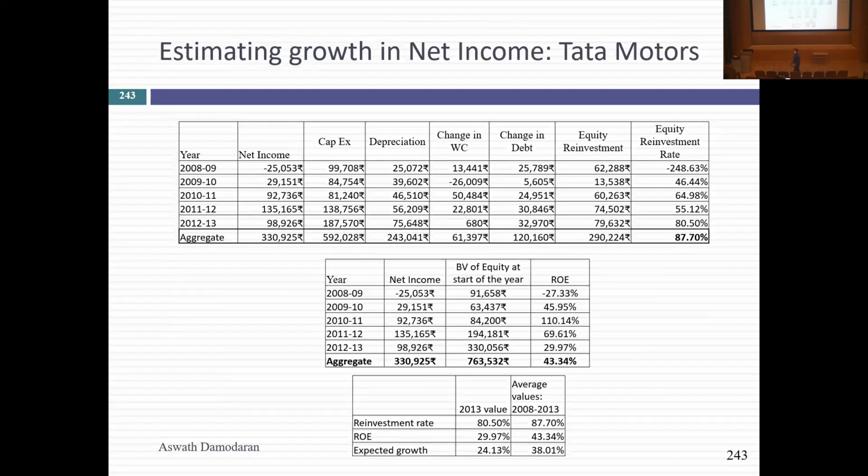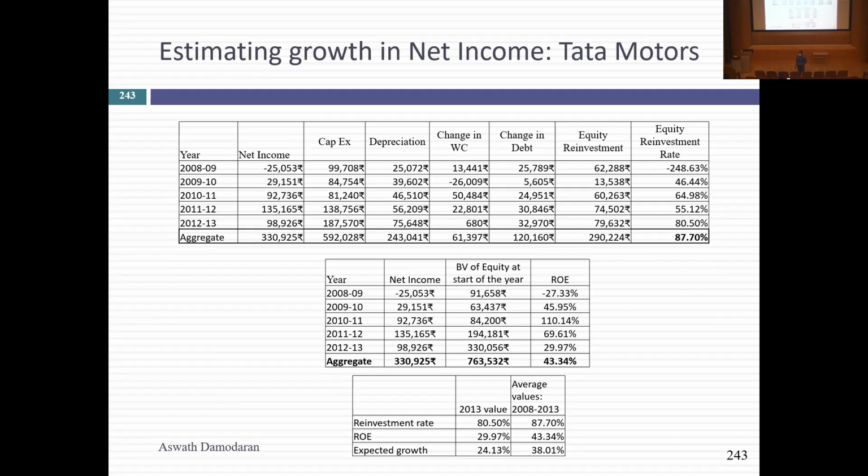Now for Tata Motors, because I'm looking at free cash flow to equity, the equity reinvestment rate replaces my retention ratio. So instead of looking at the retention ratio, which is a dividend discount model version of growth, I look at the equity reinvestment rate. So here's the good news. For Tata Motors, their equity reinvestment rate is high. Why is that good news?